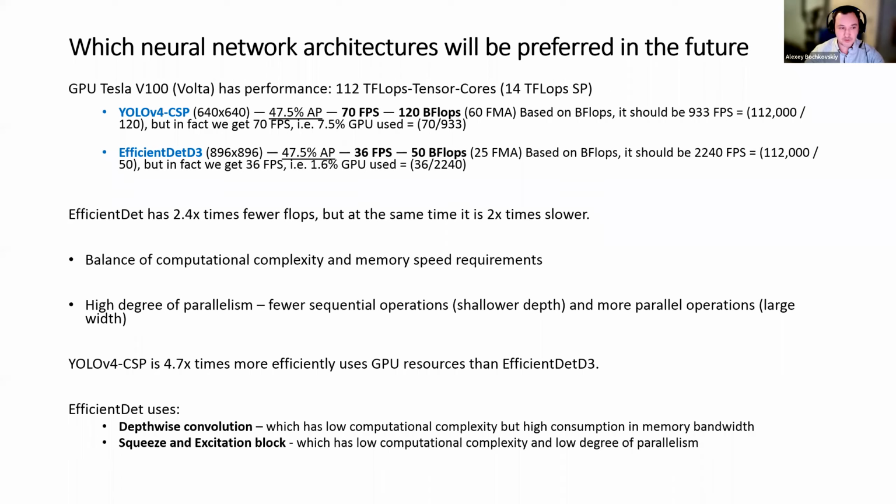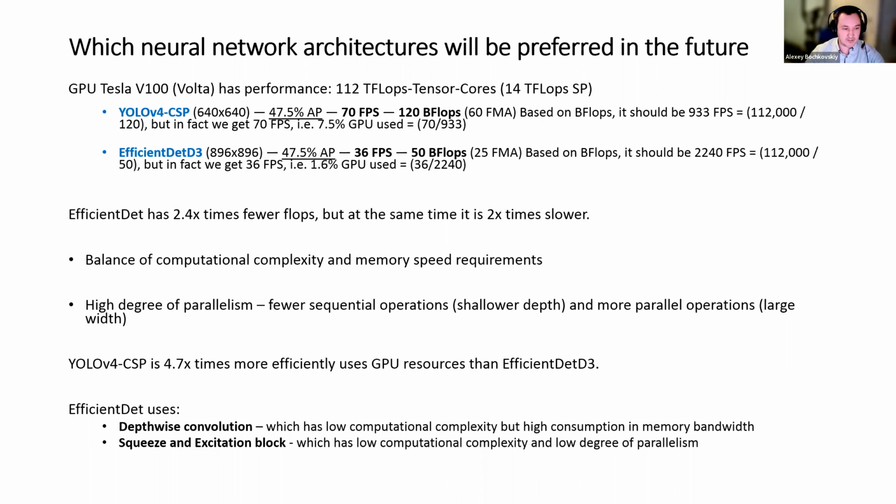And there is an issue because there is an imbalance between computational complexity and memory speed requirements. EfficientNet uses depth-wise convolutions, which have low computational complexity but high consumption of memory bandwidth. That's why even if we decrease the number of FLOPs and reduce computational complexity, it doesn't speed up this network, because memory bandwidth is a performance bottleneck.